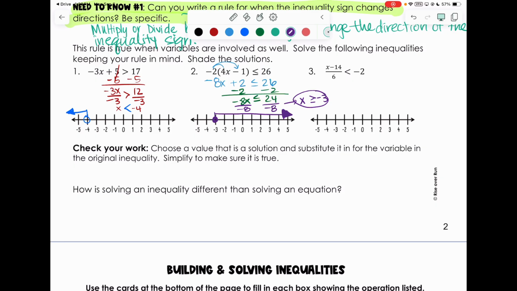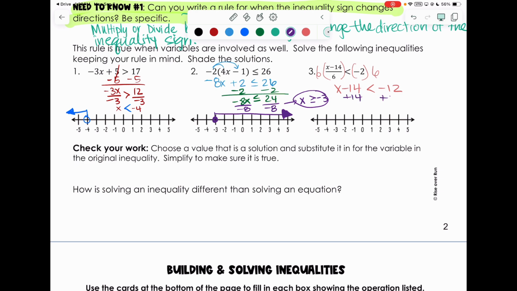Okay? Questions? No questions? Ooh, this is a tricky one. Let's see if anybody caught the tricky one. Here we go. Ready? First step. Brian. Multiply both sides by 6. Multiply this side by 6, this side by 6. What did I multiply by? 6. Is that a positive or negative number? Okay, just checking. 6x minus 14 is less than negative 12. Now what? Ready? Add 14 to both sides.